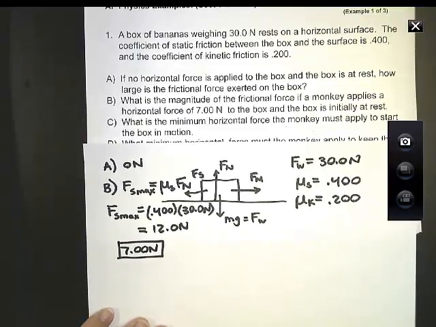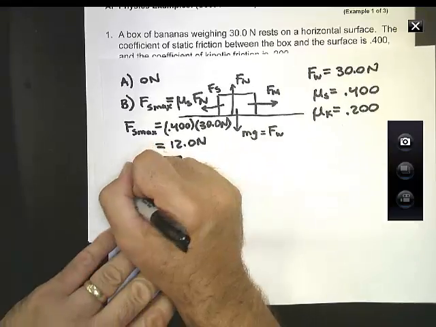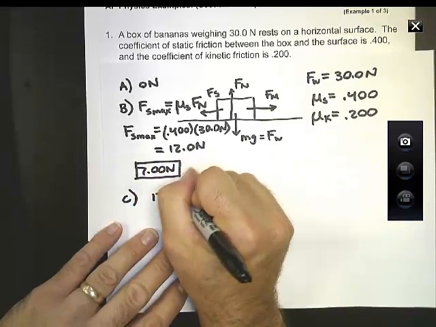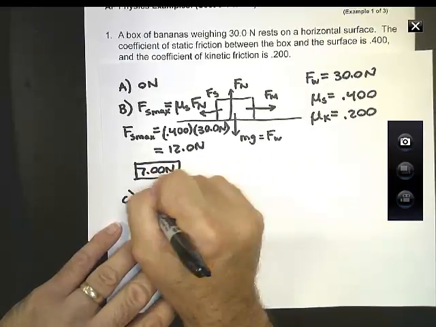Next, what is the minimum horizontal force the monkey must apply to start the box in motion? And we've already answered that question. The maximum static friction is 12 newtons. He's going to have to apply at least 12 newtons to get this thing moving.